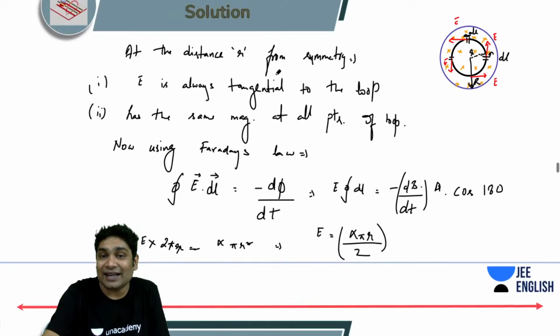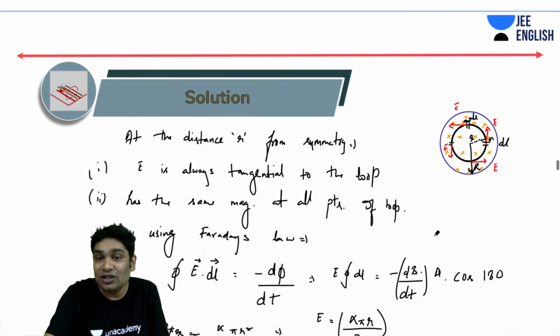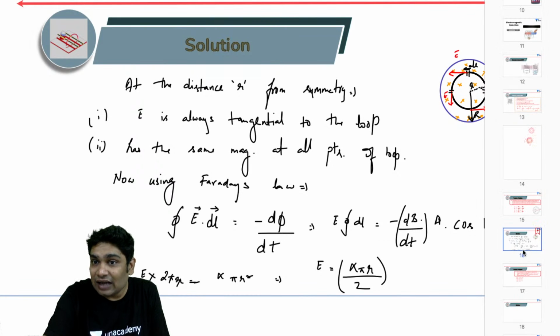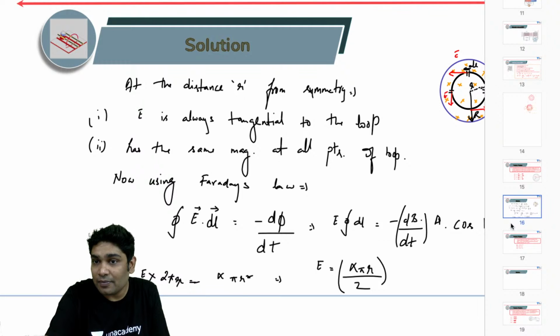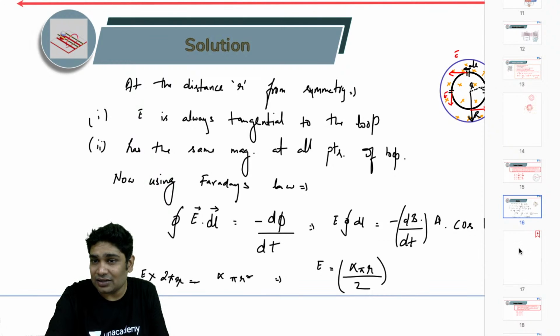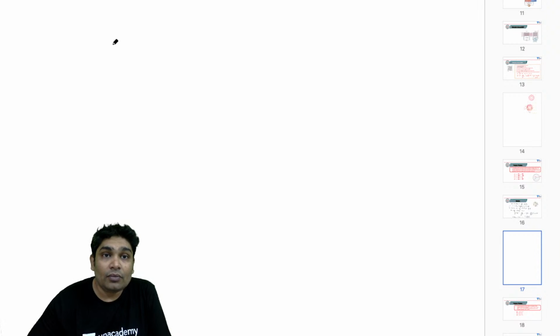Now, similarly, you had a second part also. Second part, it said, what about E outside? What about E at a point which lies outside this? So we haven't yet solved that. So let's add one page and see how we could have calculated that also. Now let's take that case for small r greater than capital R.